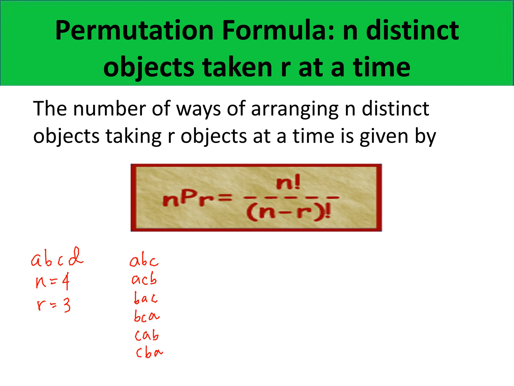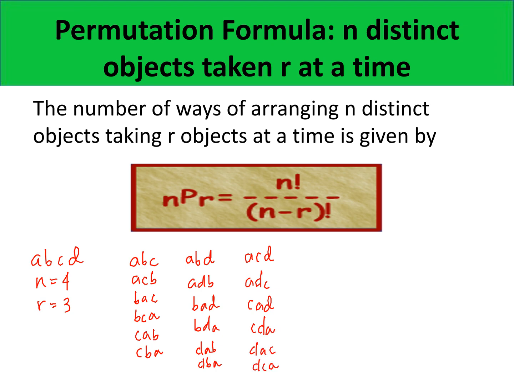Now, we can also choose A, B, D as the 3 objects. The arrangements would be ABD, ADB, BAD, BDA, DAB, and DBA. We can also choose A, C, D as the 3 objects. So we have ACD, ADC, CAD, CDA, DAC, and DCA. And also, we can choose B, C, D as the 3 objects. So we have BCD, BDC, CBD, CDB, DBC, and DCB. All in all, we have 24 possible permutations taking 3 objects at a time from 4 objects.